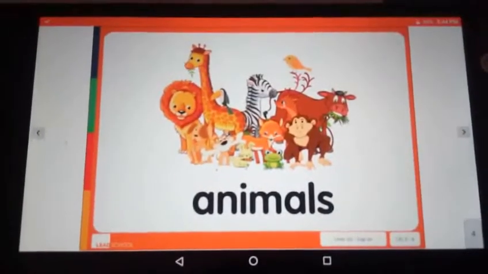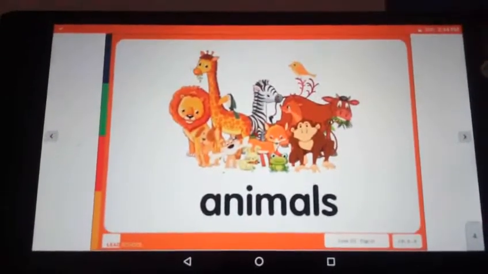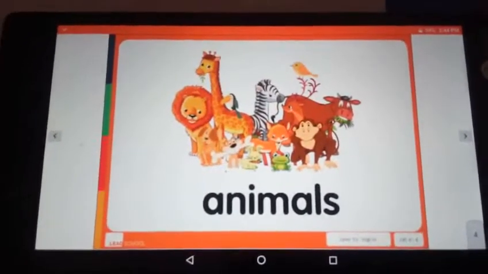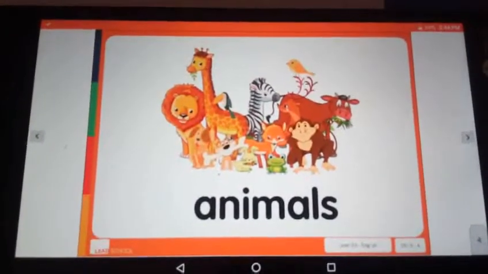Teeth. Animals. These are the vocabulary words from this story.